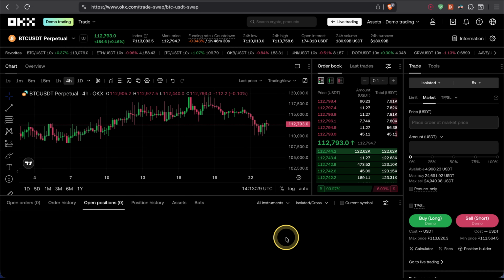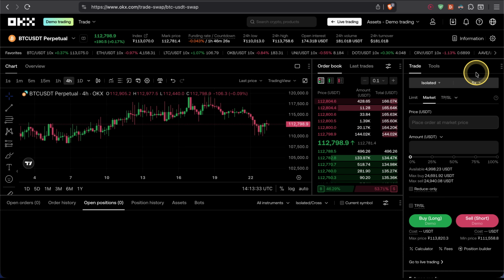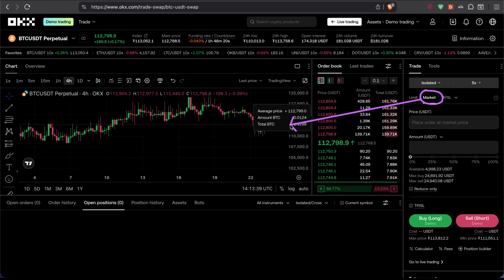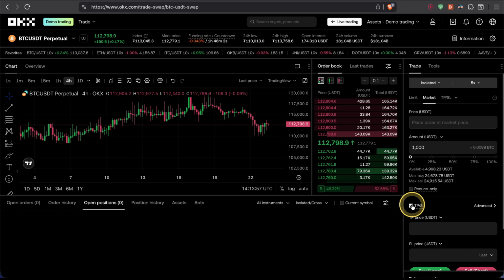To open this trade on OKX, we simply go here to the right, set the margin mode to isolated and the leverage to 5x. For the order type, we go to market to open the trade immediately. And then for the position size, we're going to type in $1,000. And then down here, we can also see under cost that we are using $200 of our own capital as margin. Then we can also add the stop loss in here.